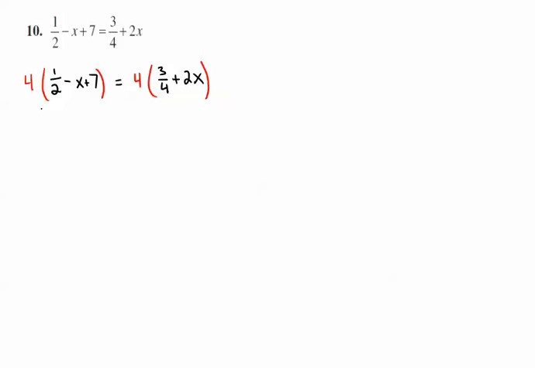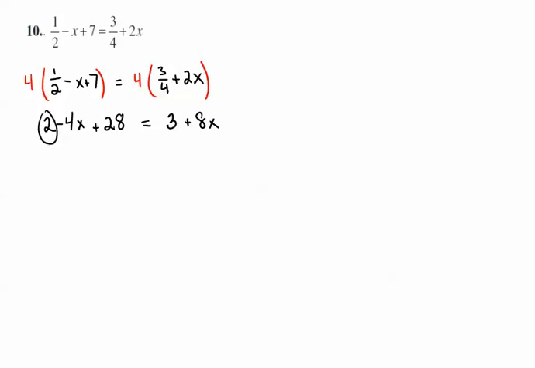So 4 times 1/2 is 2. Then 4 times negative x is negative 4x. And 4 times 7 is 28. On the other side, 4 times 3/4, the 4's will cancel, and there'll be just a 3 left from that term. Then 4 times 2x is 8x. And so as you can see, all of the denominators have disappeared, and numbers are much easier to work with at this point. So we do have some like terms.